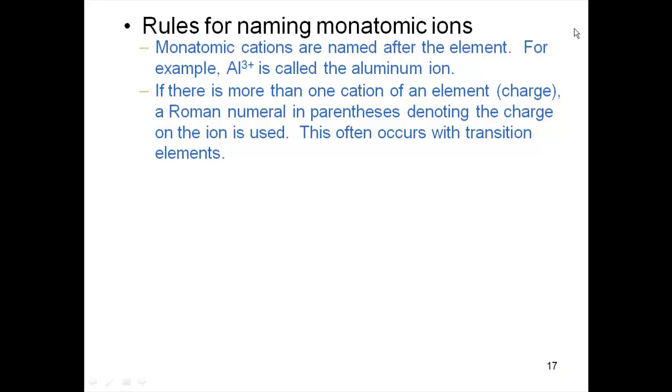If there's more than one cation of an element, then we use Roman numerals in parentheses denoting the charge. I have to tell the reader what the charge is, otherwise we can't figure it out to write the formula. This mostly occurs with the transition elements, but also those few elements, lead, antimony, and arsenic, that I told you about as well.